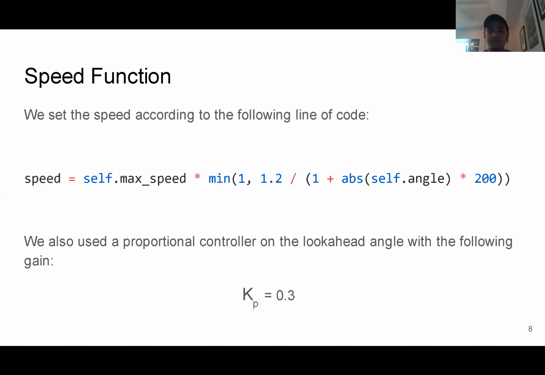When the speed function is less than 1, meaning that the car is approaching a turn or at a turn, then the speed published is a small fraction of the maximum speed. On the other hand, when the speed function is greater than 1, meaning that the car is on a straight path, then the speed corresponds to 1.2 times the max speed. Additionally, we also modified our previous controller to have a KP value of 0.3 to mitigate the look-ahead angle and account for higher speeds. Next, Guanwei will talk about building the trajectory.